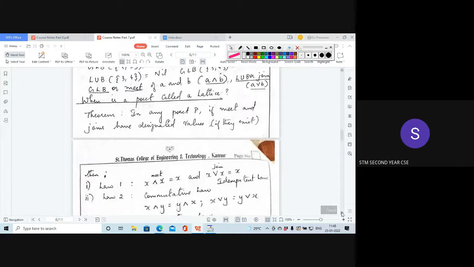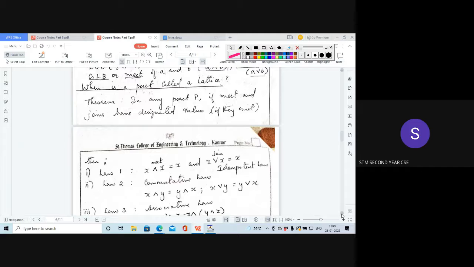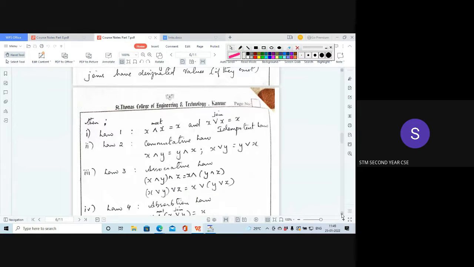So let us see what the other properties of a lattice are. When is a partially ordered set called a lattice? It should satisfy the following laws, only then can we consider it as a lattice. The definition of a lattice says that every pair of elements should have a least upper bound and a greatest lower bound. And apart from that, the following laws are also satisfied in a lattice.